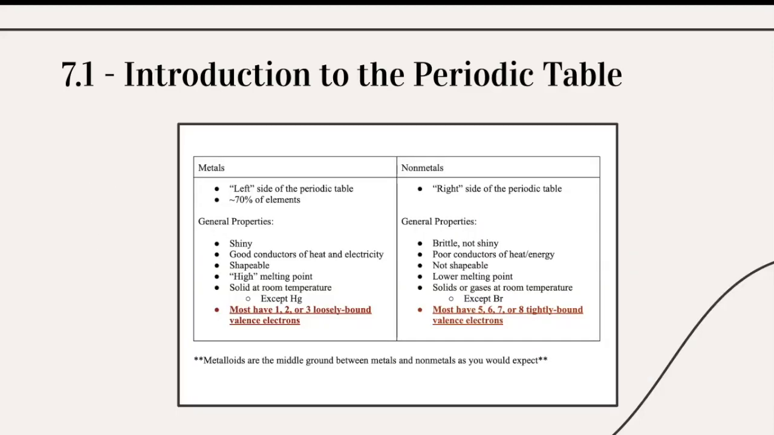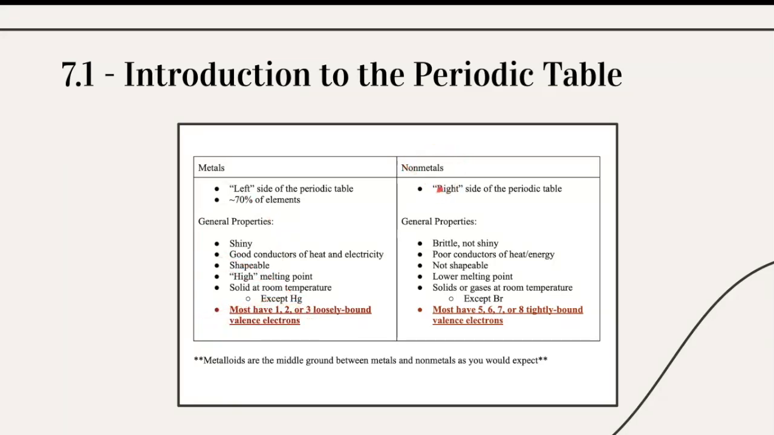Here I have a graph that I made comparing metals with nonmetals. The left side of the periodic table usually features the metals. It's most of the elements, around 70%. They're shiny, good conductors of heat and electricity, shapeable, they have a high melting point, they're solid at room temperature except for mercury, and most have a few loosely bound valence electrons, which is very important to know in chemistry.